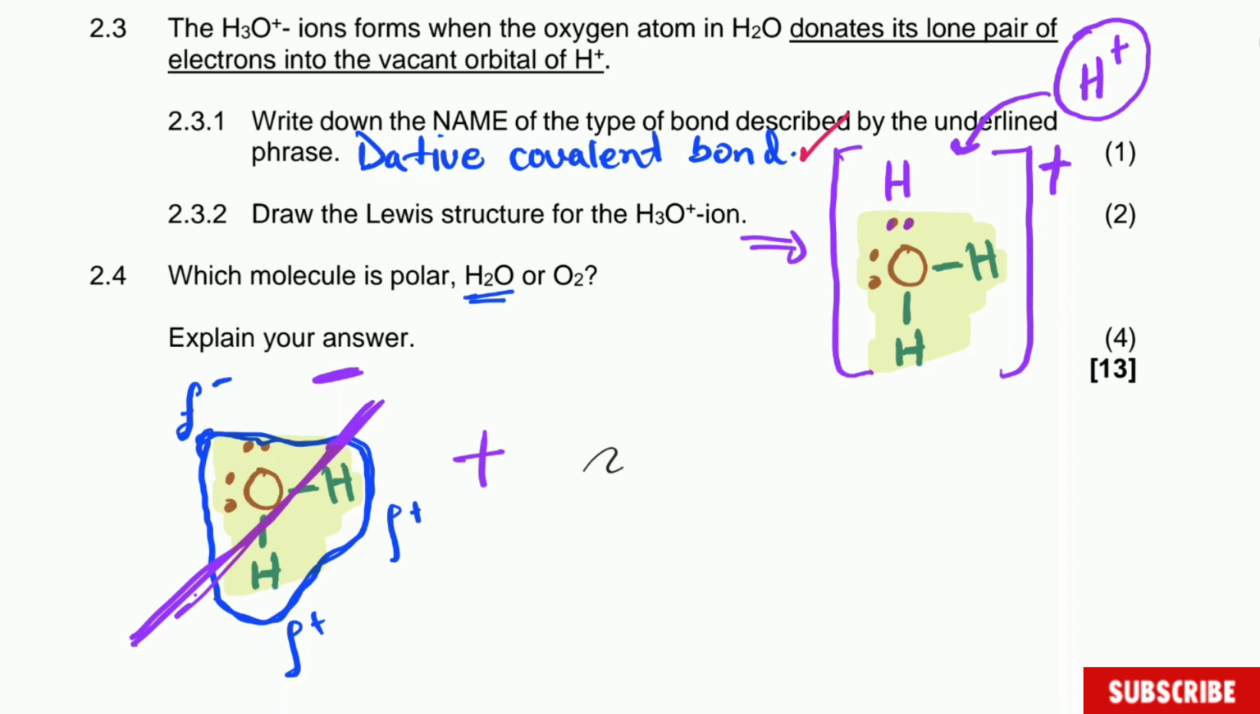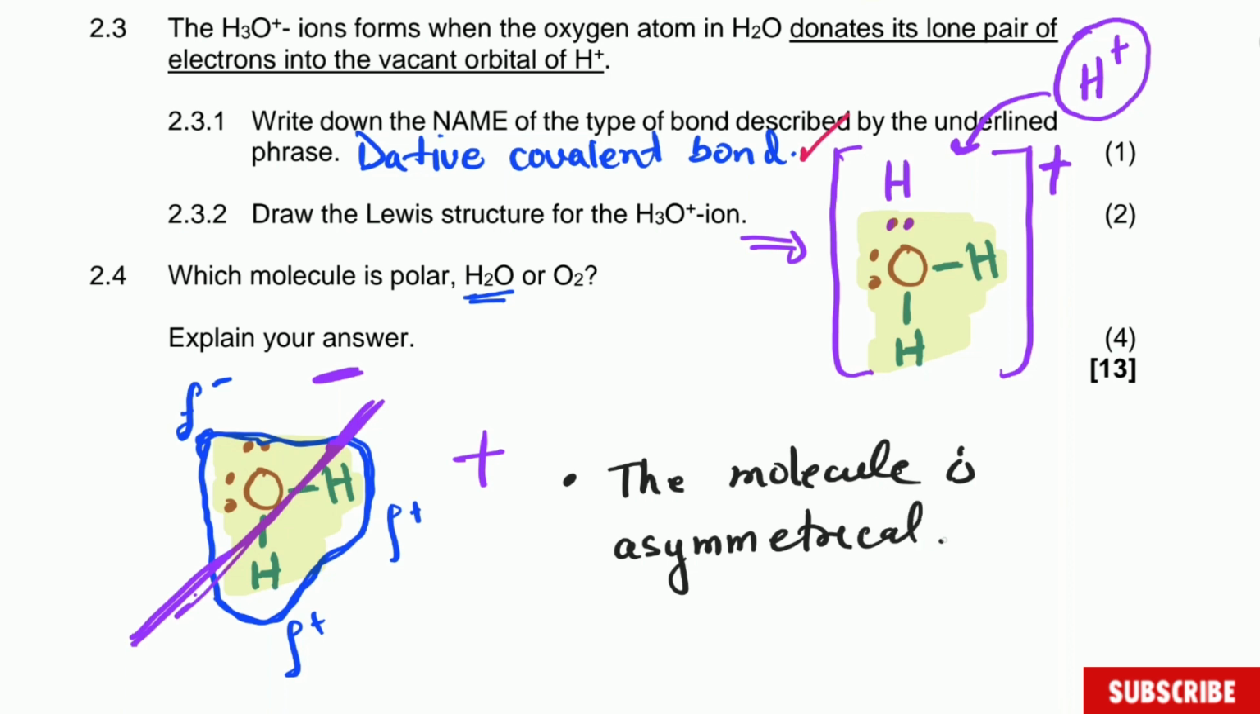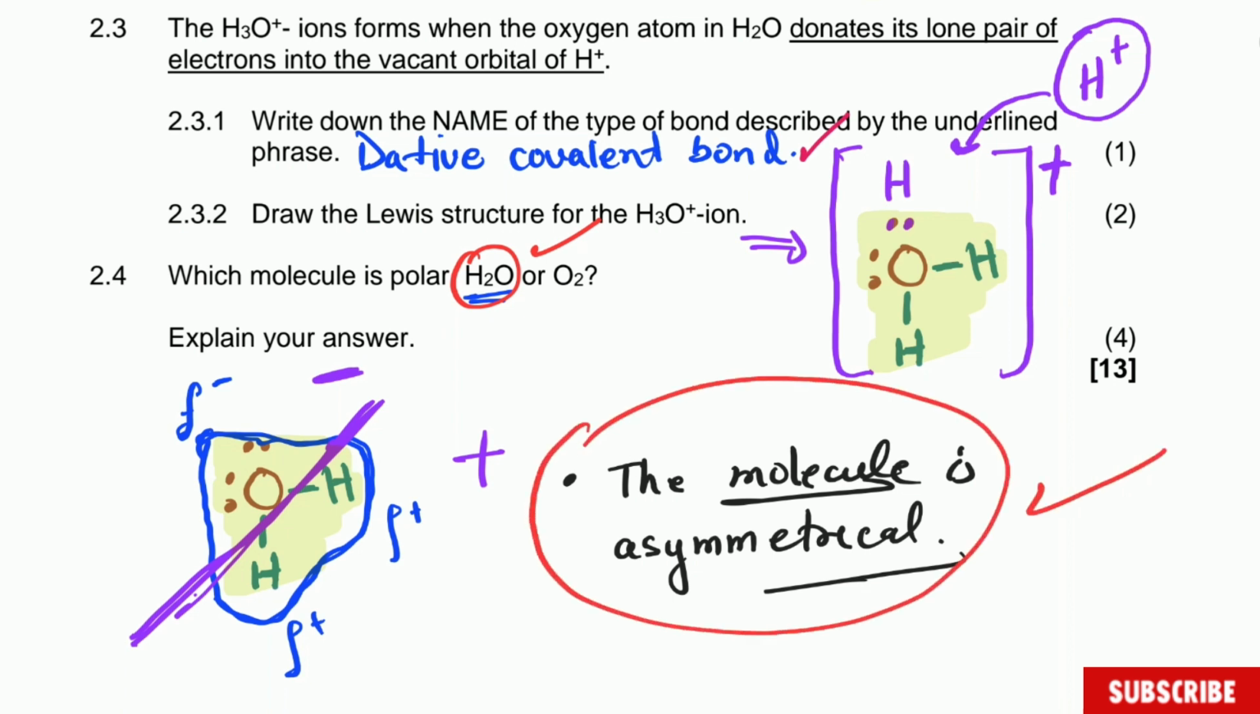Now, what will be the best explanation to give? All you have to say is that the molecule is asymmetrical. And that will give you the mark here. That's all you have to say, okay? So, in this case, it is 1 mark for saying that the answer is H2O, and 1 for saying that the molecule is asymmetrical. But the explanation, guys, is in this point of the molecule with the electronegativity.